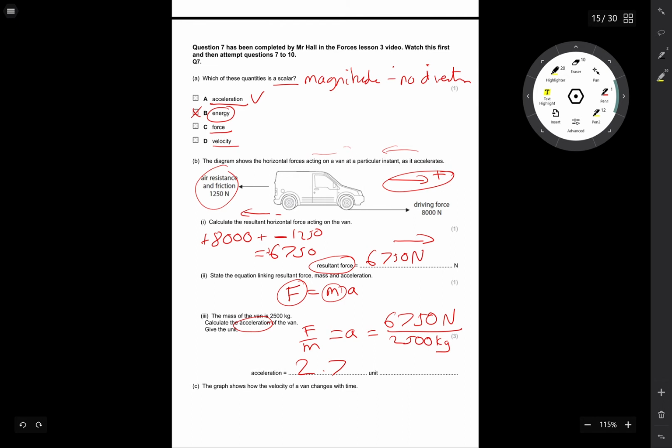Now, here the unit is interesting. Using the standard ways we do in every other circumstance, we've got newtons per kilogram. But for acceleration, you need to remember that the unit we use is meters per second squared. That's the ideal one when talking about acceleration.